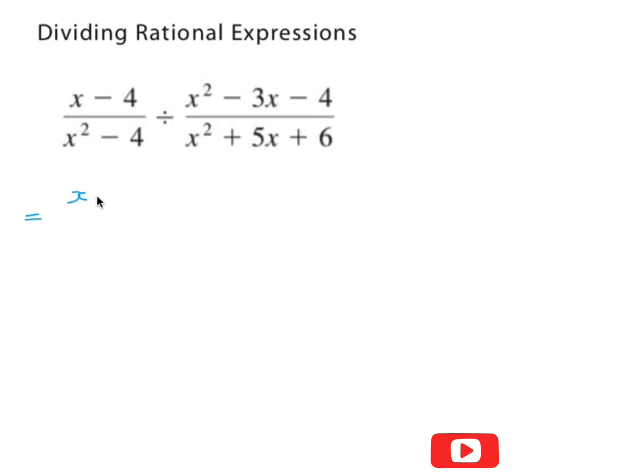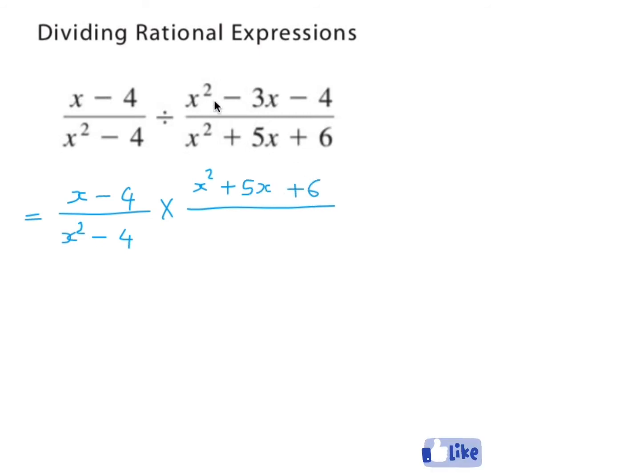Here x minus 4 upon x square minus 4. The divide sign converts into multiply, and this fraction we invert, or just make its reciprocal. So this denominator is now the numerator, and this numerator is now the denominator. Okay, and simply multiply, but before we multiply we have to factorize.